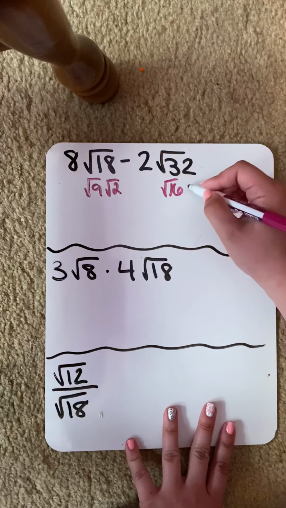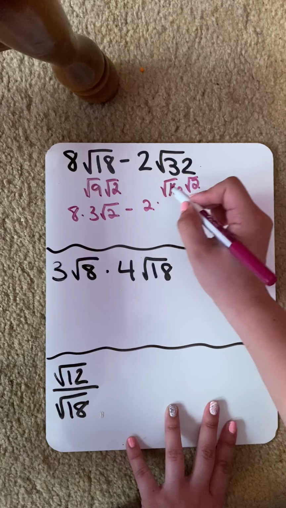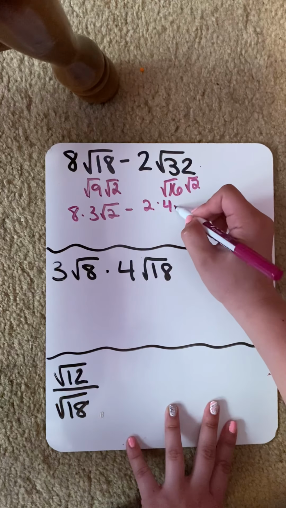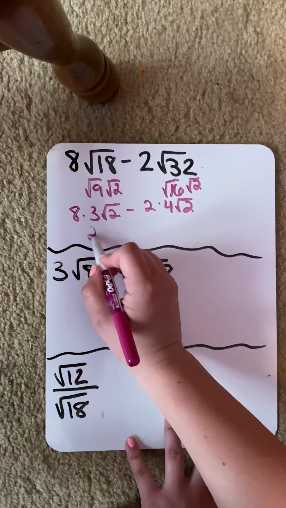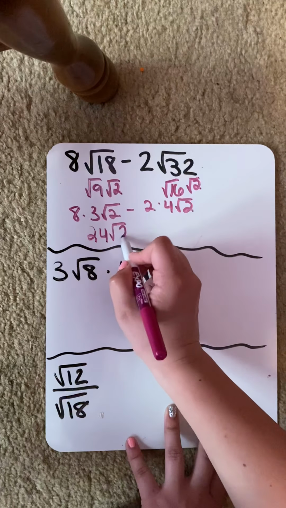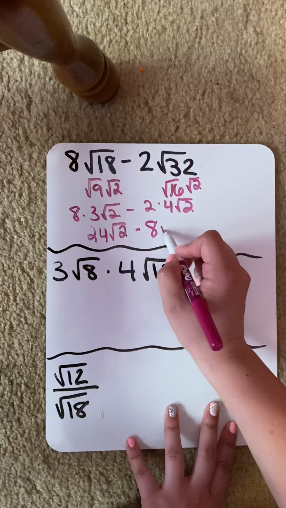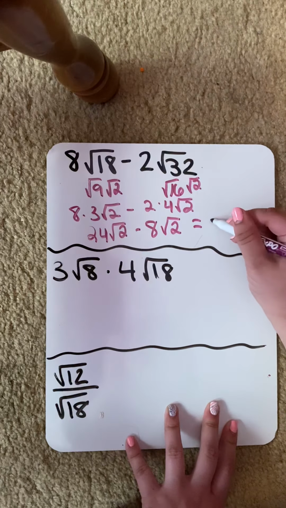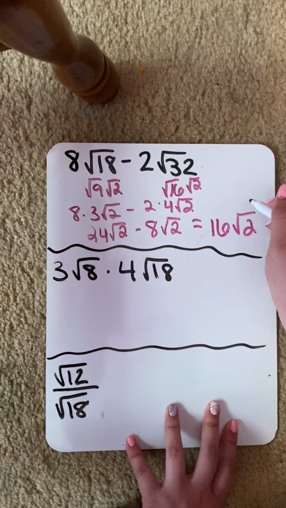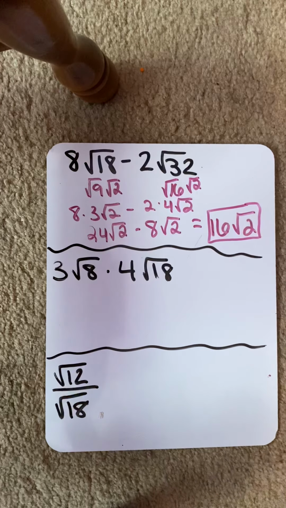16 times 2. So we get 8 times the square root of 9 is 3 times the square root of 2, minus 2 times the square root of 16 is 4 times the square root of 2. So now we have 8 times 3 is 24 root 2 minus 8 root 2. And you just subtract them. So you get 24 minus 8 is 16, and you keep the same number in the radical.